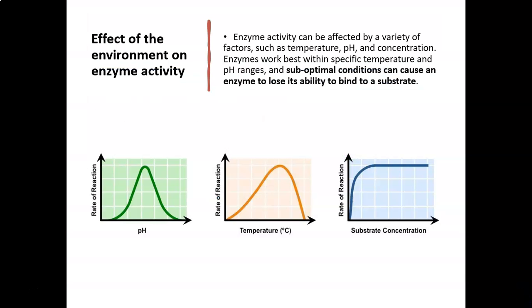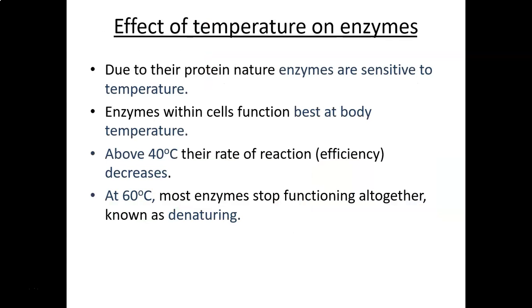In this lesson, we're going to be focusing on the effect of environment on enzyme activity. So what I want you to know, your takeaway, is that enzyme activity can be affected by a variety of factors such as temperature, pH, and substrate concentration. Enzymes work best within specific temperature and pH ranges, and suboptimal conditions can cause an enzyme to lose its ability to bind to a substrate and therefore not work efficiently.